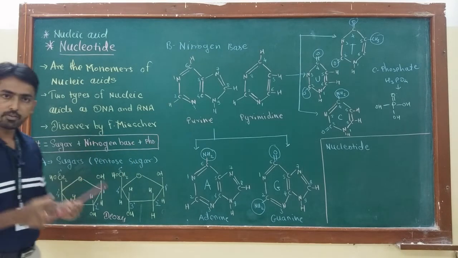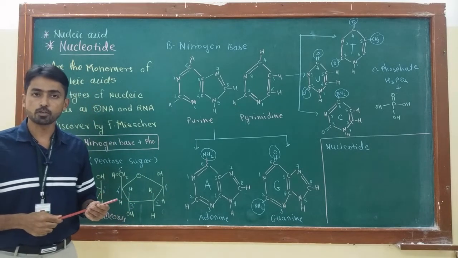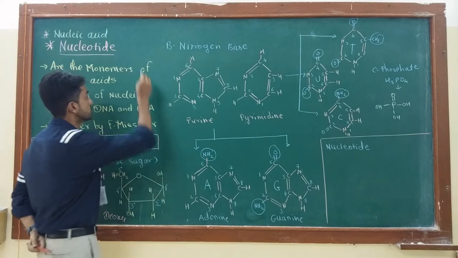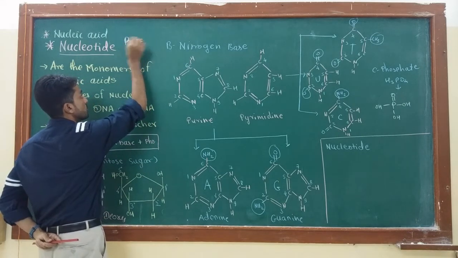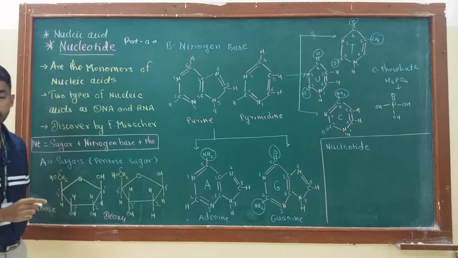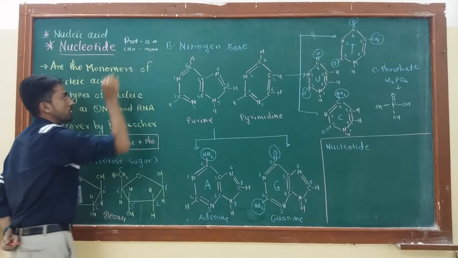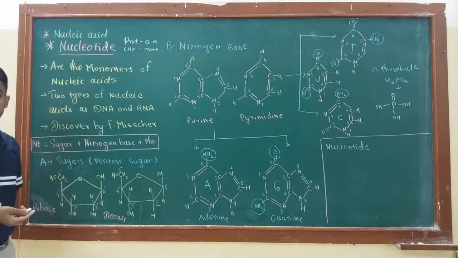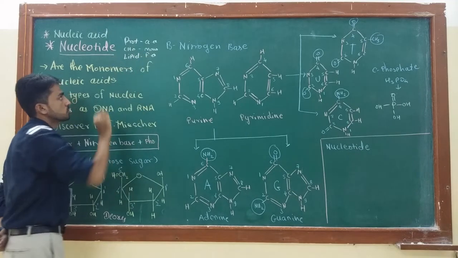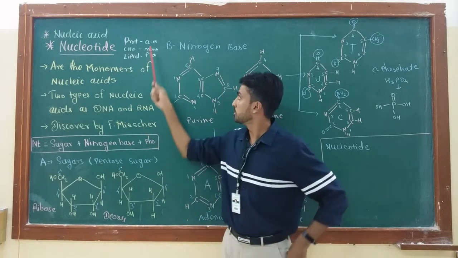We know that living cells, either prokaryotic or eukaryotic, contain important macromolecules like protein, carbohydrates, lipids, and these nucleic acids. Proteins are made up of amino acids. That means the monomeric unit of protein is amino acid, while the monomeric unit of carbohydrate or polysaccharide is monosaccharide, while the monomeric unit of lipids is fatty acid. So all important macromolecules are polymers of these monomeric units.